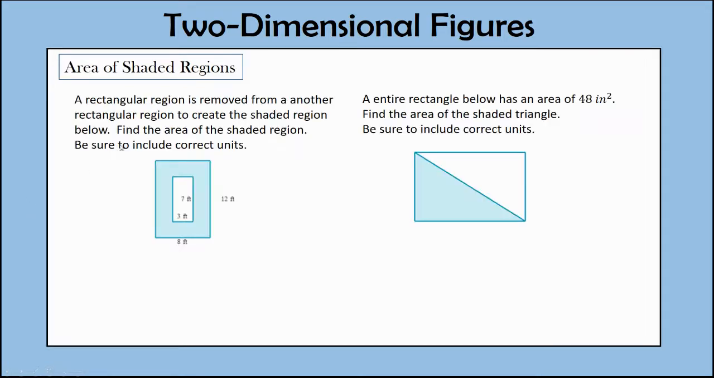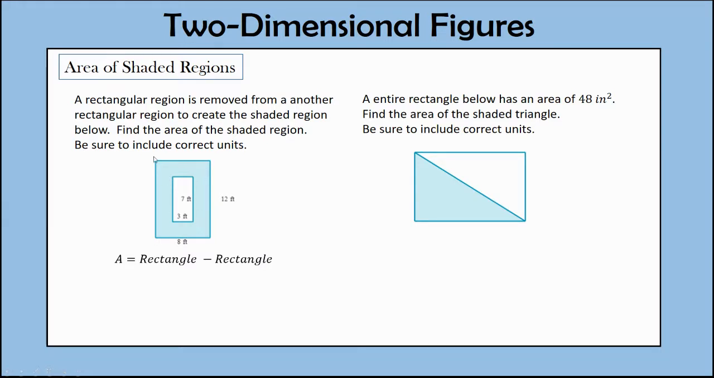Okay, just a different type of question. Now we get into some shaded region type questions, and you've done these in the past, I'm sure. It says a rectangular region is removed from another rectangular region to create the shaded region below. Find the area of the shaded region. So the big overarching concept here is we've got to find the area of the large rectangle and take away the area of the small one.